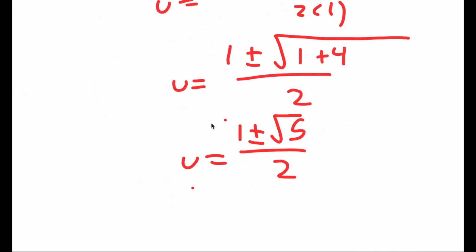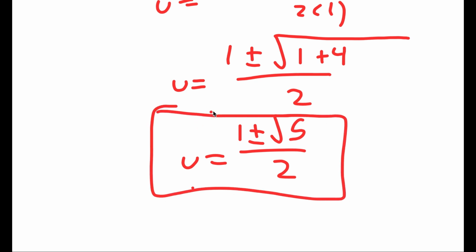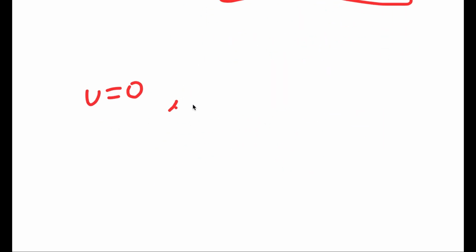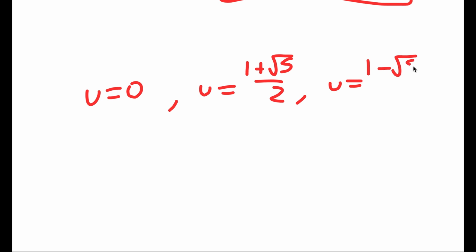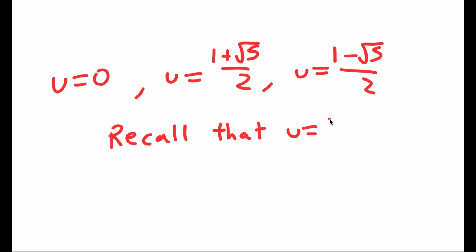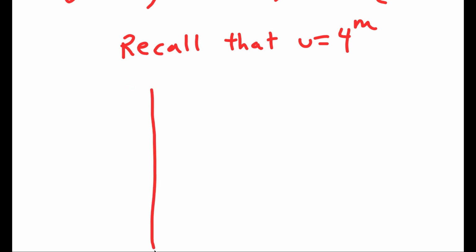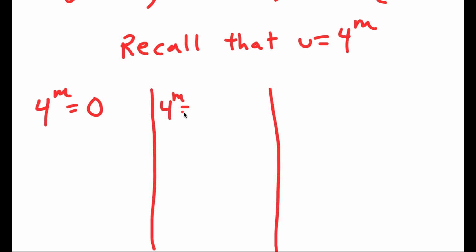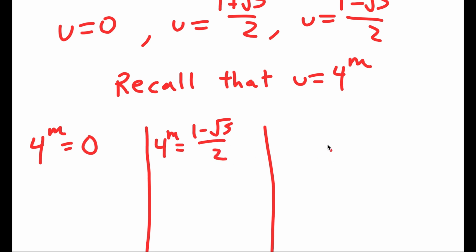So these are my three solutions of u. So now what we're going to do from here, let me just write these down. I have u equals 0, u is equal to 1 plus the square root of 5 over 2, and u is equal to 1 minus the square root of 5 over 2. Now, recall that u is equal to 4 to the power of m. Meaning I have three equations over here. 4 to the power of m is equal to 0. 4 to the power of m is equal to 1 minus the square root of 5 over 2. And 4 to the power of m is equal to 1 plus the square root of 5 over 2.